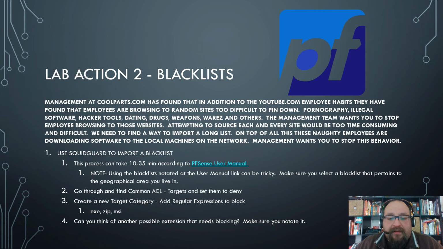Blacklists and the user manual link can be tricky because they're going to immediately jump and pull it in, which is great. We can examine the blacklist because it's just a tar.gz file, a tarball. So we'll look at it and do some research on it. We need to find a common access control list and targets, set the targets and deny them. We can also create new targets and expressions to block the file extensions: exes, zips, msis. There are others out there that might be useful to block as well. So what are the other ones? Well, that's up to you, the administrator of coolsite.com, to figure out.